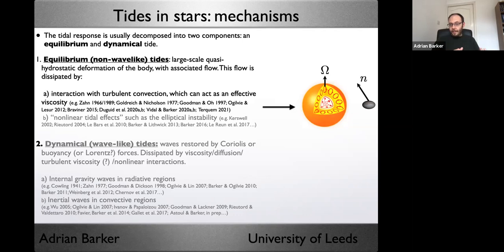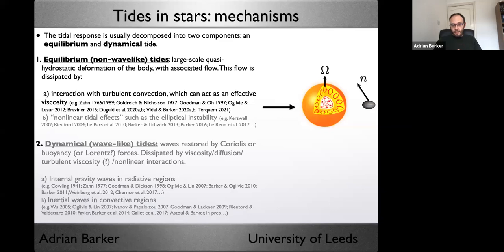So if we use the laminar microscopic viscosity of the fluid to try and damp this flow, then the equilibrium tide is very weakly damped and there would be no evolution over the main sequence lifetime of the star. Whereas if you have turbulent convection that can enhance the effective viscosity of the fluid, then that's long been thought to be a mechanism that can lead to enhanced dissipation of equilibrium tides.